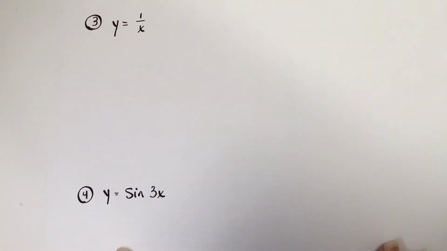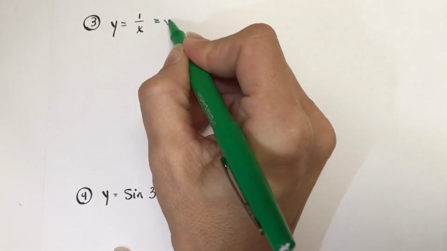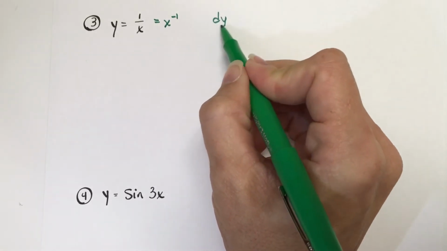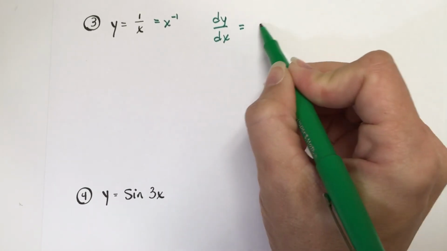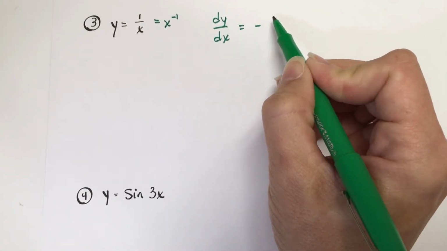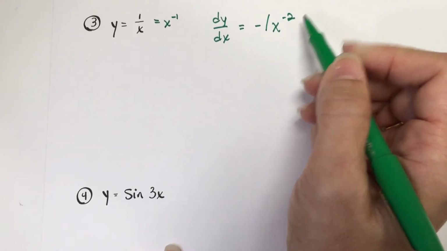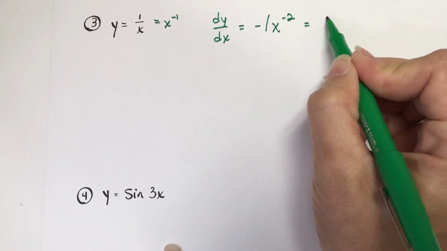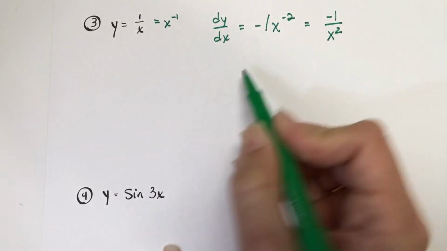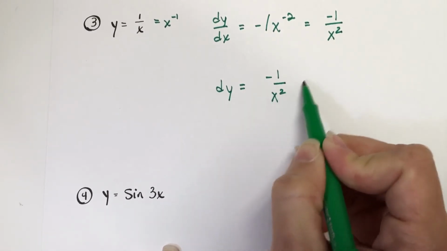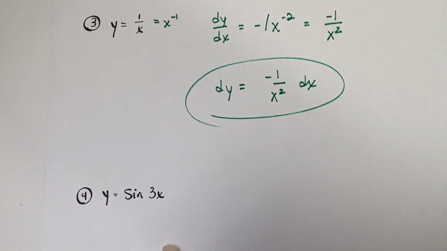Okay. So basically, I'm just going to run through and remind you on some derivatives here. Now, on this one, before I started my derivative, I would rewrite this as x to the negative 1. Okay, so dy dx, just using my power rule, so my negative 1 times x to 1 less power, so this would be rewritten as negative 1 over x squared. So my differential equation of dy would be that. Okay, number 4.